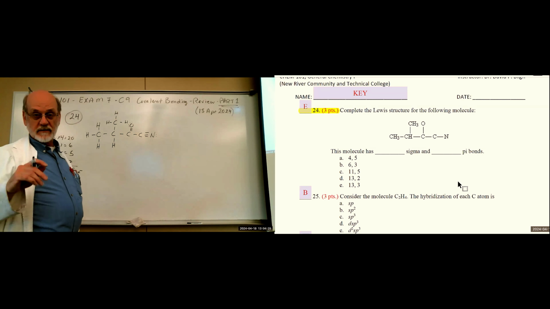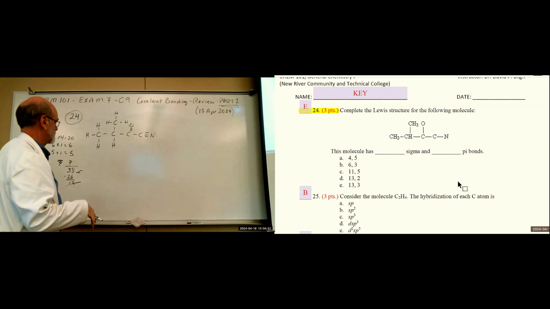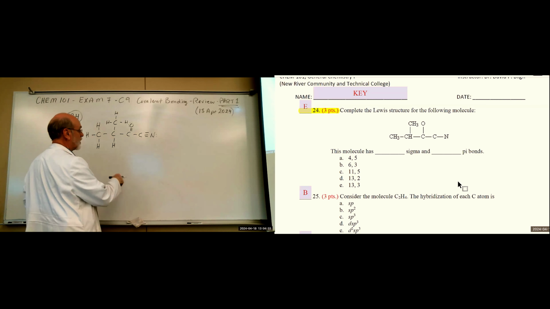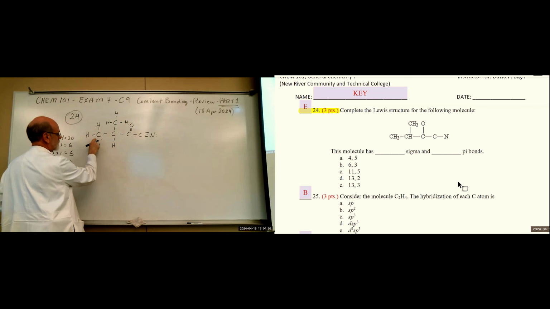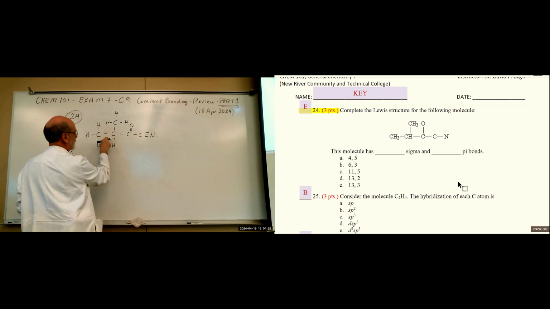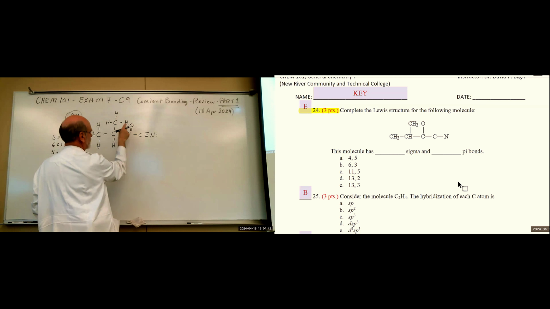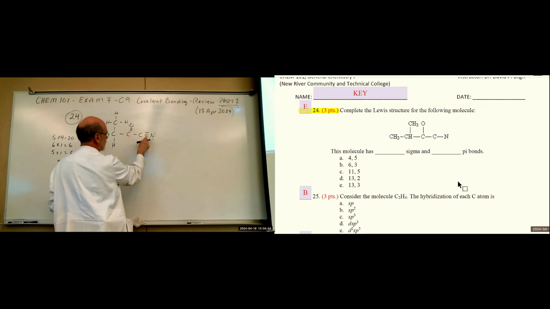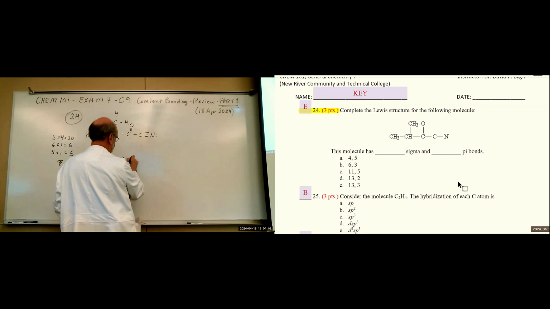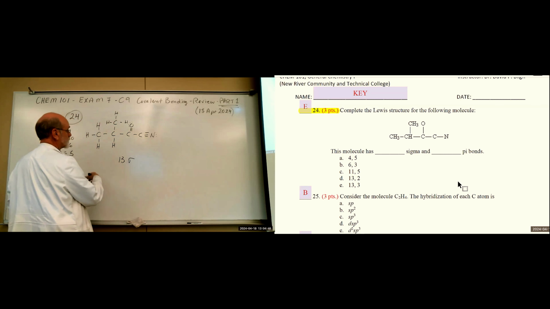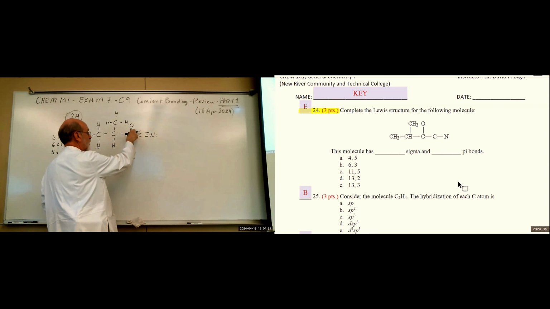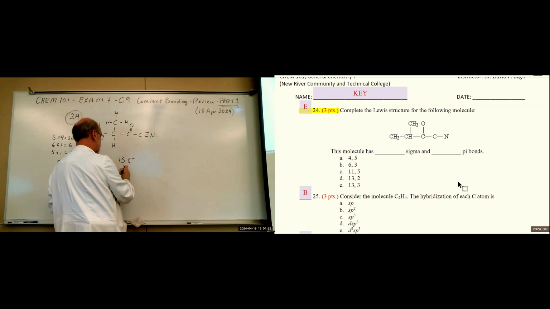Now let's count the sigma and the pi bonds. The sigma bonds are all the single bonds. We have 1, 2, 3, 4, 5, 6, 7, 8, 9, 10, 11, 12, 13. 13 sigmas, and then look for doubles and triples. There's 1 pi, there's 2 pi's, so we have 3 pi's.